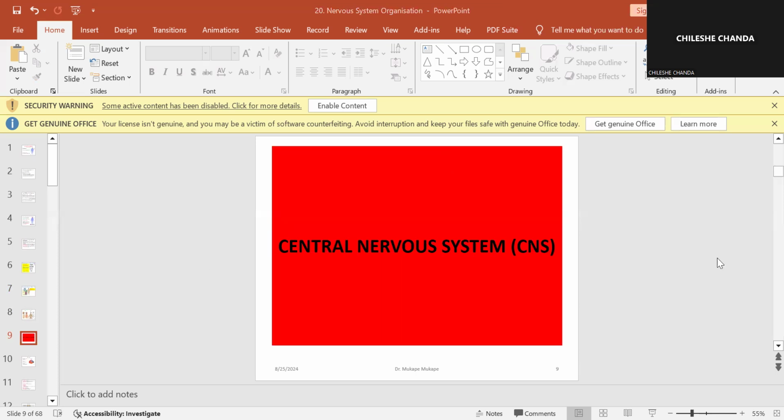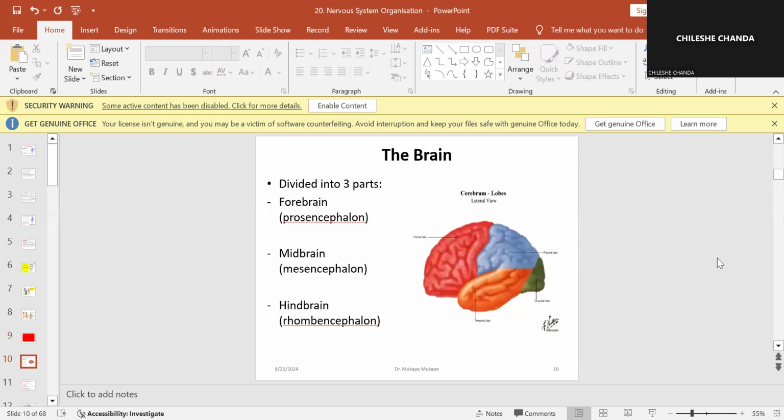So now let us look at the central nervous system in detail. How is this central nervous system organized? Now, we are saying that we have the central nervous system, which is made up of the brain and the spinal cord. So when you look at the brain, we have the brain, which is divided into three parts.